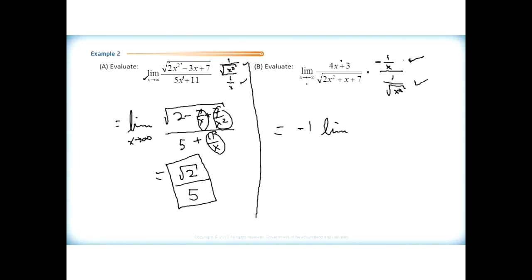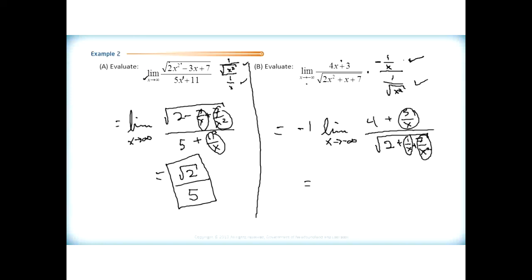So I have the limit now as x approaches negative infinity of 4 plus 3 over x. And we're all going to be divided now by the square root of, let's see, 2x squared over x squared is 2, plus x over x squared, 1 over x, and then 7 over x squared. Where's all this stuff heading? Well, that's going to 0. Oops, I forgot my plus sign there, excuse me. That's going to 0, and that's going to 0.